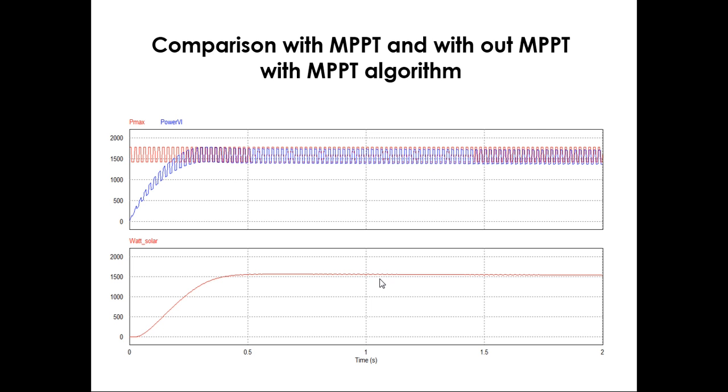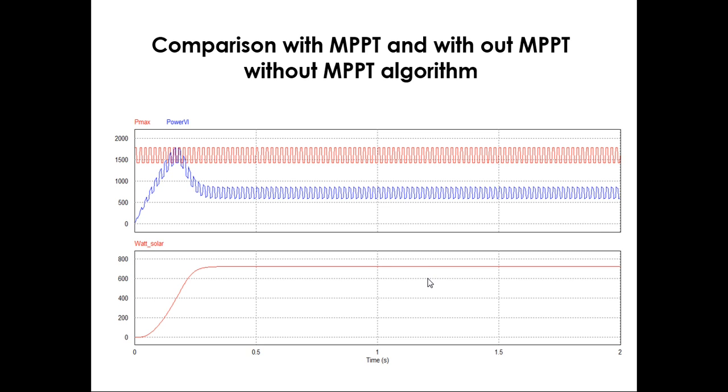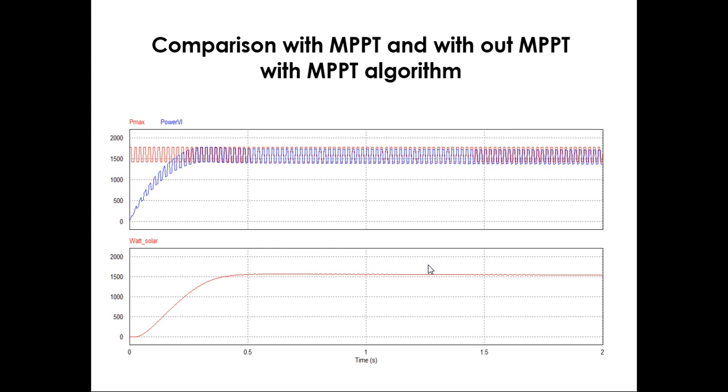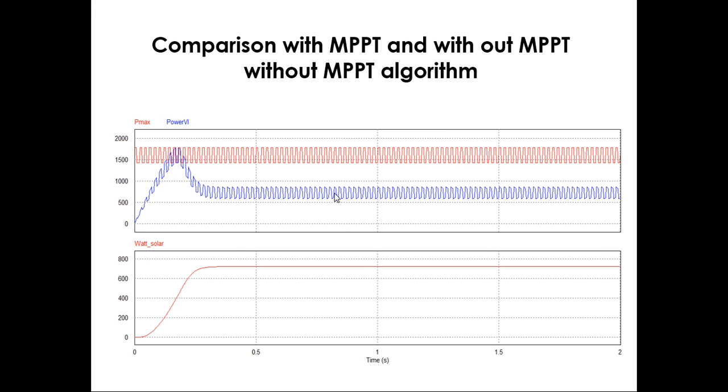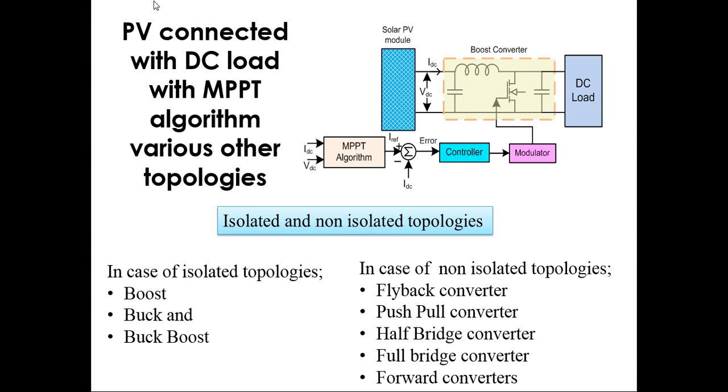Again, you can compare the same thing with MPPT and without MPPT, see the change in power that has been shown. By connecting this switch with the ground, this MPPT algorithm will be bypassed. You will find this result.